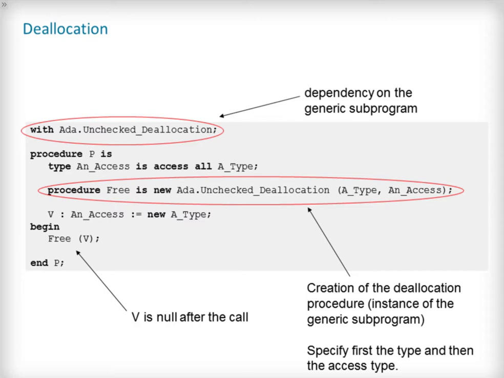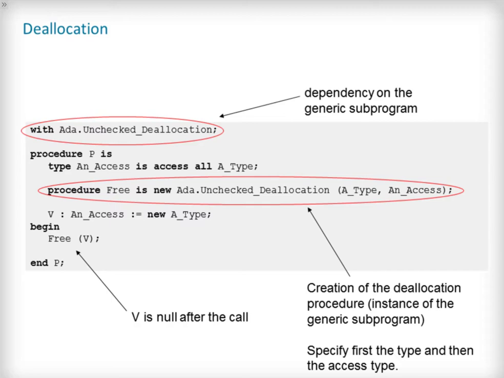The developer instantiates it with two generic parameters. The first is the target type of the access type named by the second parameter. In this example code, we see the access type named An_Access declared with a target type of A_type. This is then used to instantiate Unchecked_Deallocation as the procedure named Free.